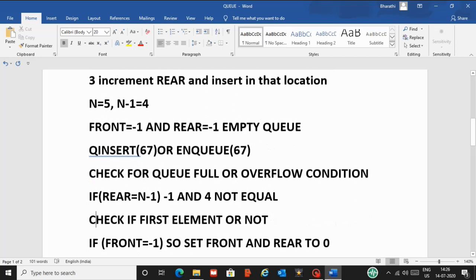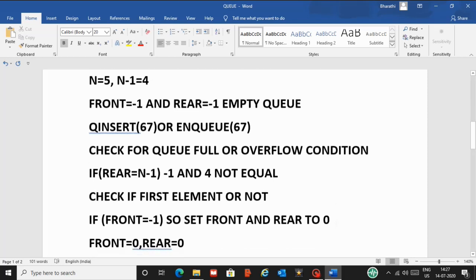After you check for the overflow condition, if it is not true, check if first element or not. You have to check whether the element which you are entering into the queue is the first element, because if it is the first element, you not only have to reset the value of rear but also front, because front has to point to the first element. Then if you go on deleting, you will increment front, otherwise front will remain as it is. If front is -1, which happens when there are no elements in the queue, what you have to do is reset the pointer values, that is front and rear equal to 0.